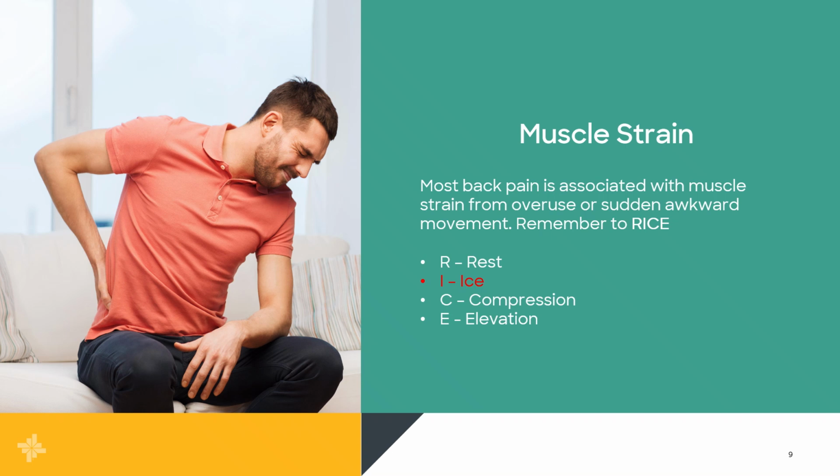So I like that you did highlight it red because it does depend, right? Ice we see more often for acute cases. So for instance, if you rolled your ankle, we would ice it those first 48 hours, and then after that heat would be best.